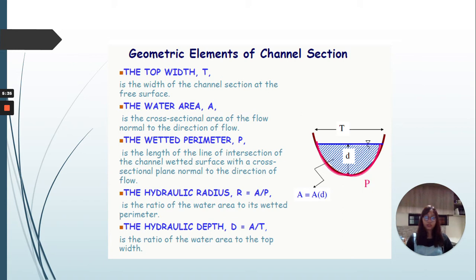And the hydraulic radius R is a ratio of the water area to its wetted perimeter, which is R is equal to A over P, or area over perimeter. And lastly, the hydraulic depth D is the ratio of the water area to the top width, or D is equal to A over T.